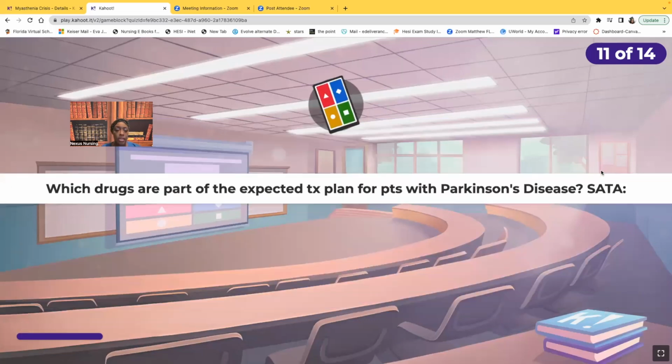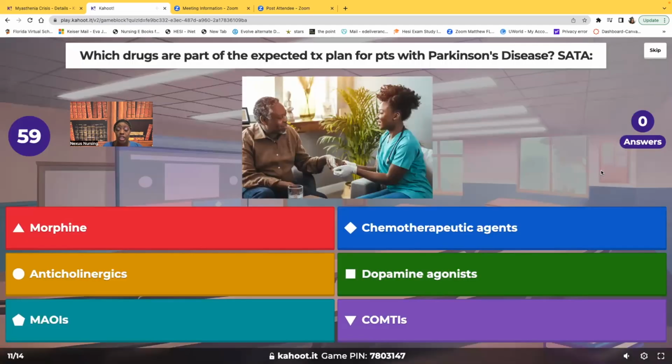Select all that apply. Which drugs are part of the expected treatment plan for a patient that has Parkinson's disease? Again, guys, this is a select all that apply, so there may be more than one answer. Your patient's got Parkinson's disease. Which medications do you expect to be ordered as part of their treatment plan?